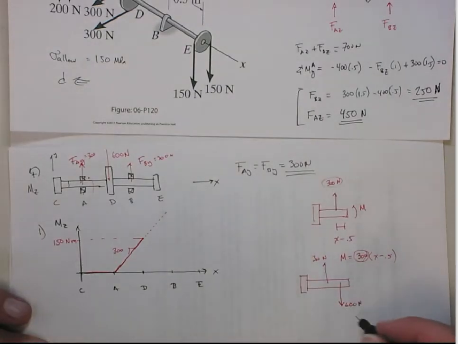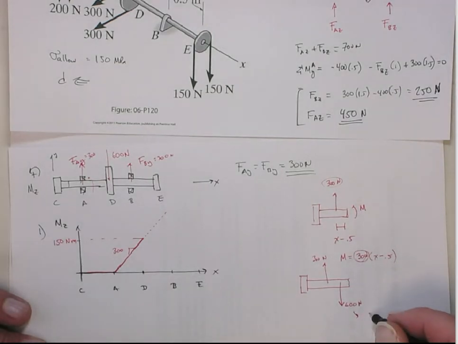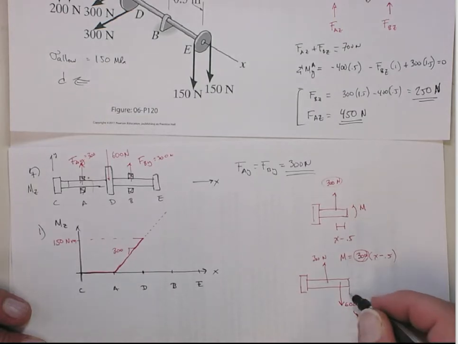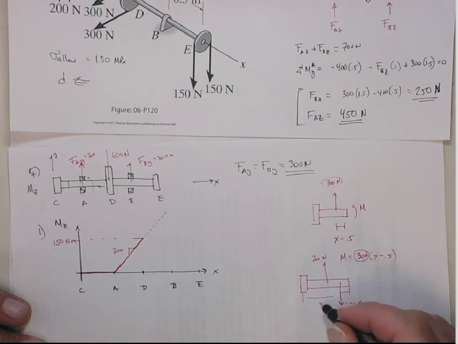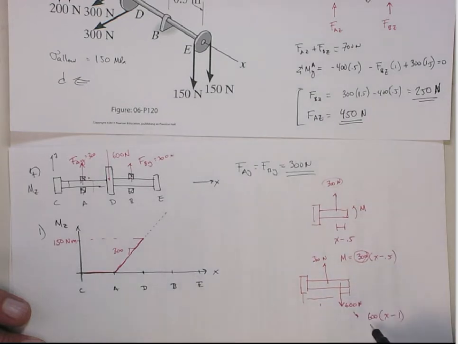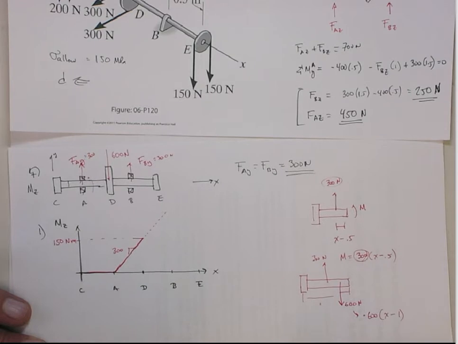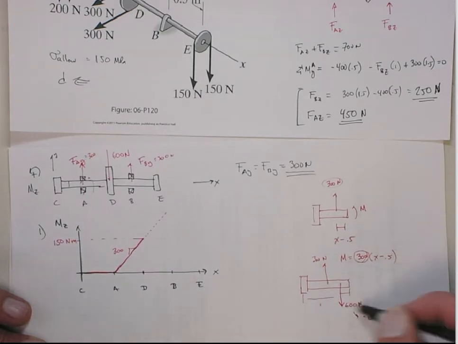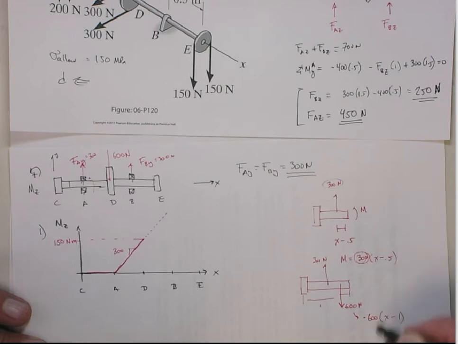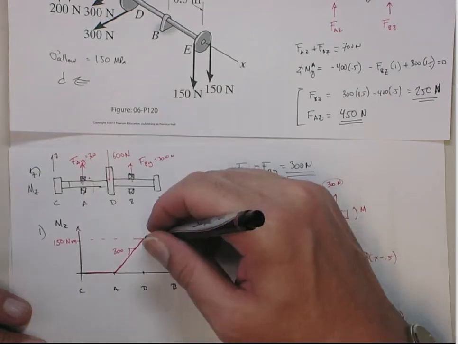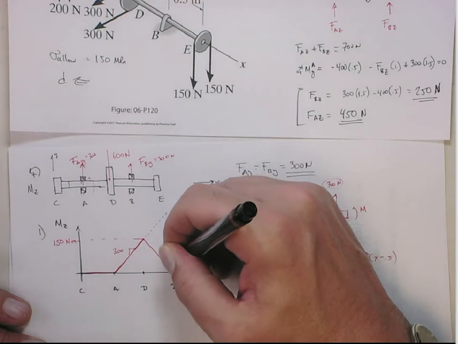But now we get this moment here. This is going to add a moment. The moment from this force is going to be 600 times x minus this distance from here to here, which is 1. So it's x minus 1. And it's a negative moment, because that's going to tend to go this way. So the moment that's going to resist it is a negative moment. Here you can see this is going to add on to this, and so the slope is going to be minus 300, not 300. And that'll bring me back down to 0.